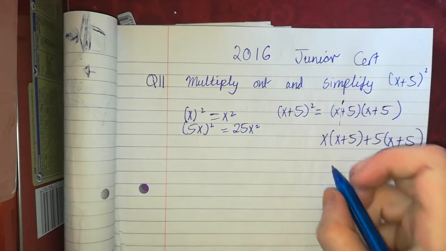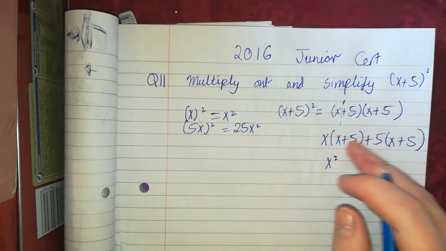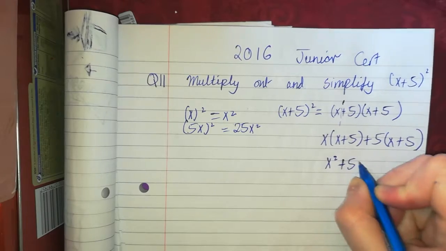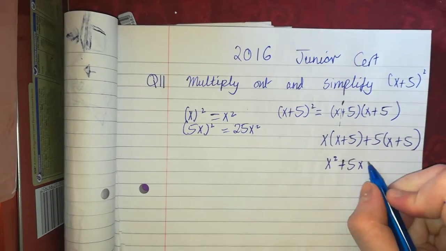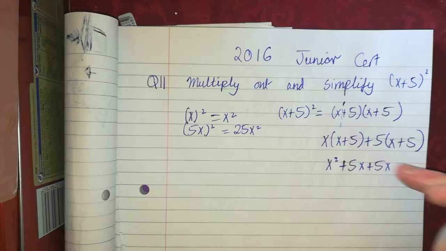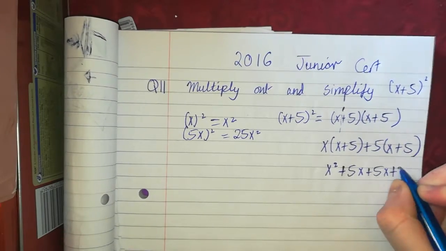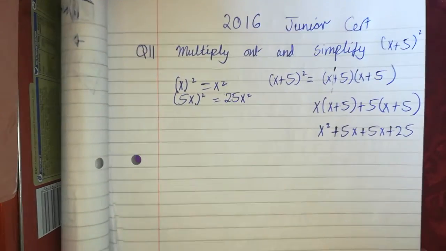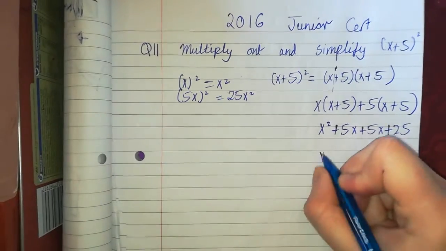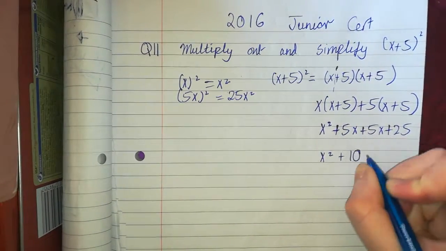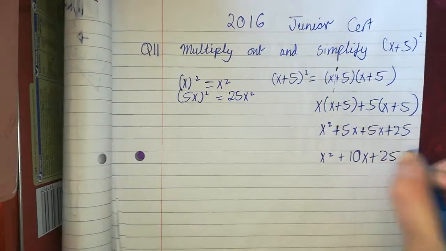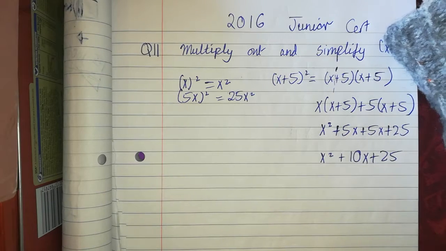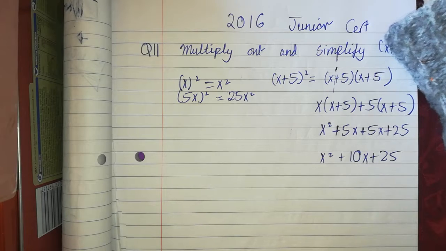So x by x is going to give me x squared, x by 5 is going to give me 5x, 5 by x is going to give me 5x, and 5 by 5 is going to give me 25. So then, if I put my two x's together, it'll be x squared plus 10x plus 25. And that's that multiplied out and simplified as much as it will go.